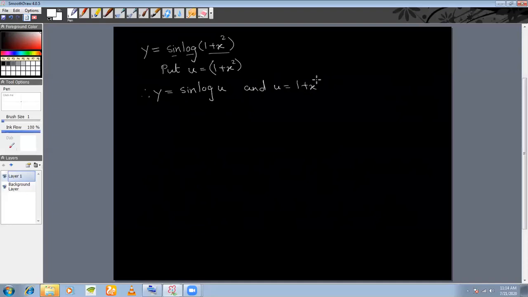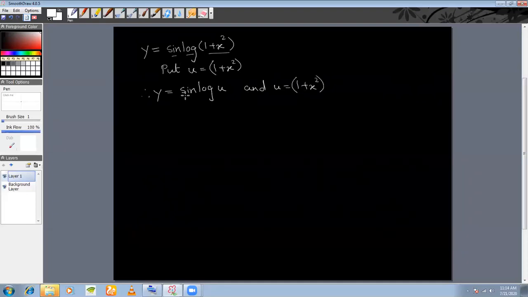Okay, let us take another example of chain rule. Say y is equal to sine log 1 plus x square. Now see, there are three functions. You have a sine, you have a log, and you have 1 plus x square. So what you do is put u is equal to 1 plus x square. Therefore, y is equal to sine log u, and u is equal to 1 plus x square.